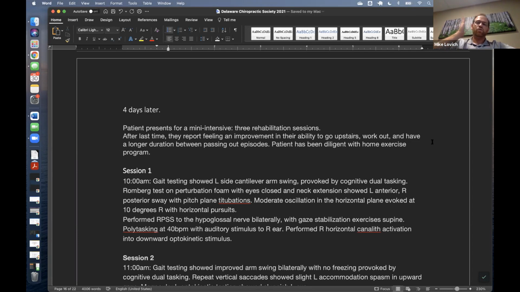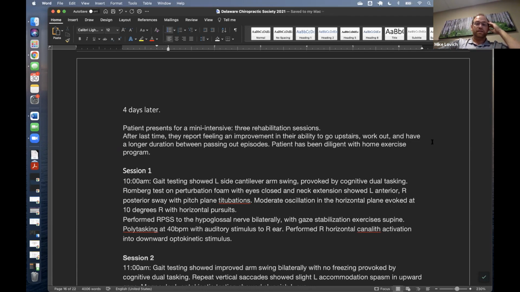The compensation is always at a right angle to the initial direction of sway. So this patient showed left anterior, right posterior sway. So left anterior, right posterior sway. That means that if I documented it this way, if this is the compensation, the weakness has to be left posterior canal or right anterior canal. Does that make sense?